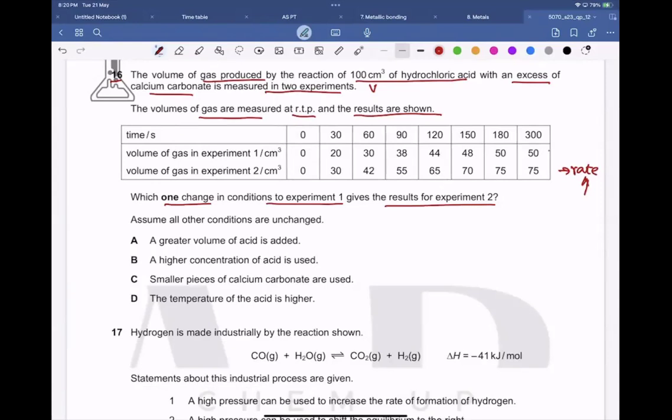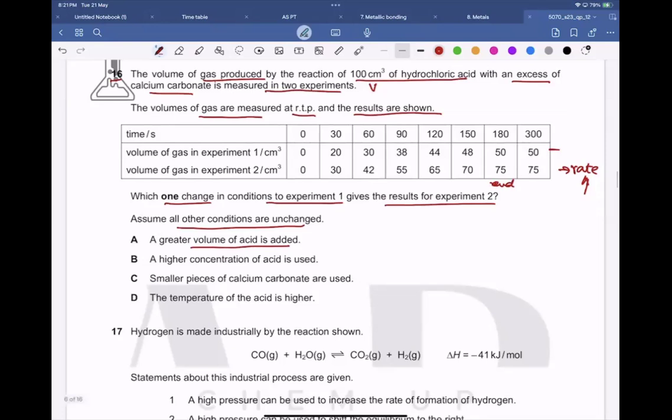And if you see here, the reaction is not completed, but here the reaction is completed. Reaction ended here and here the reaction is not ended. Assume all the other conditions are unchanged. A greater volume of acid is added. No, because it doesn't make any sense. If the greater volume is added, then there would be no change in the rate, right? So A goes wrong. A higher concentration can increase the rate of the reaction, and we are observing this.